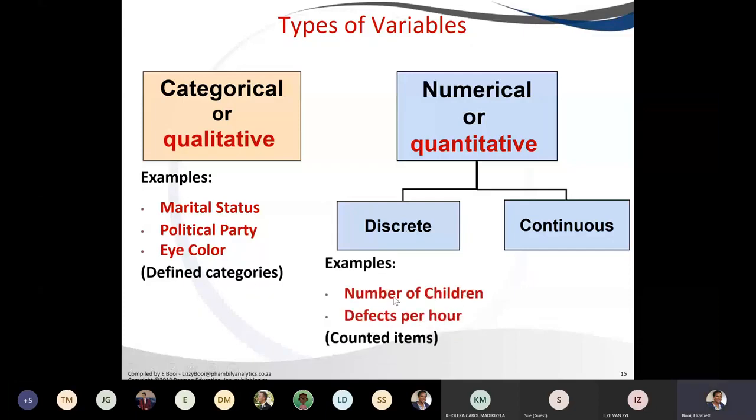So discrete: how many children do I have? I can count them. Continuous: I need to get the measuring tape to measure my height, or I need to get a scale to measure my weight, because I cannot count. Now, for discussion, what about age? Who can tell me what age is? Is it discrete or is it continuous? What is the variable age?